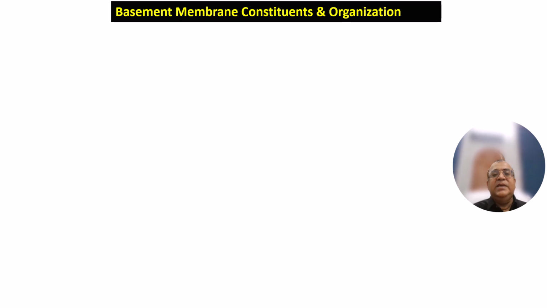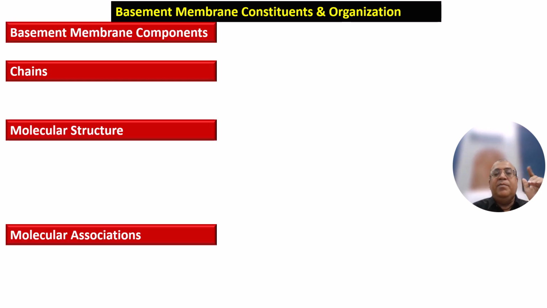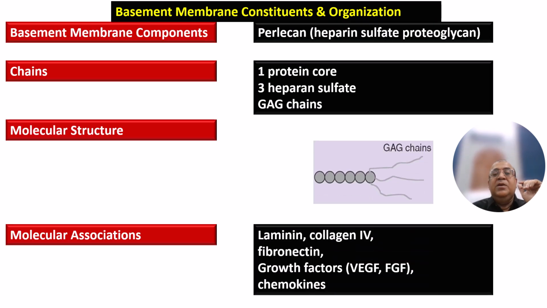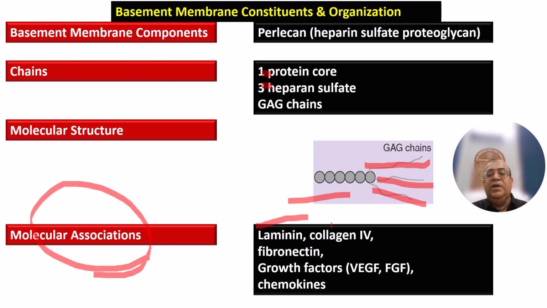Now first we will see the constituents of the basement membrane individually, and then we will finally see its organization, how these elements are forming the basement membrane. So perlecan or heparan sulfate proteoglycan has got one protein core and three heparan sulfate glycosaminoglycan chains, and it is associated with laminin, collagen 4, fibronectin, growth factors, and chemokines.